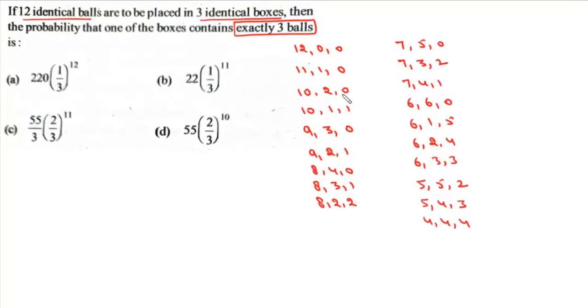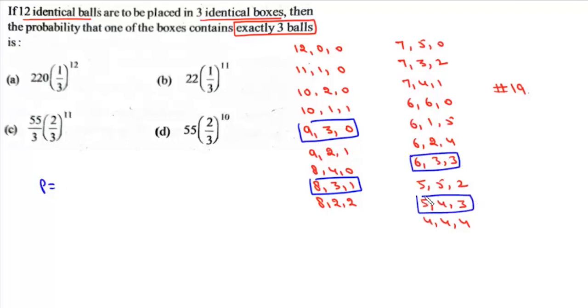So altogether we have 9 and 10, 19 cases. So there will be these 19 cases in which we can distribute these 12 identical balls in 3 identical boxes. Now we have to find the probability that one of the boxes contains exactly 3 balls. Here we have 3, here we have 3, here also we have 3, here we have 3, and here also we have 3. Now this language is not exactly clear.